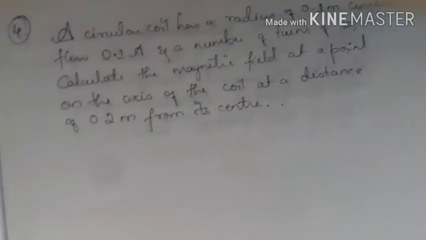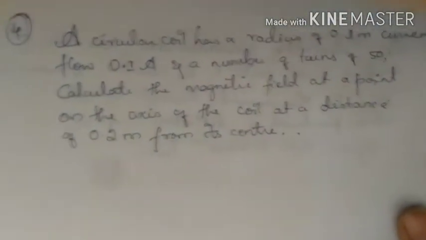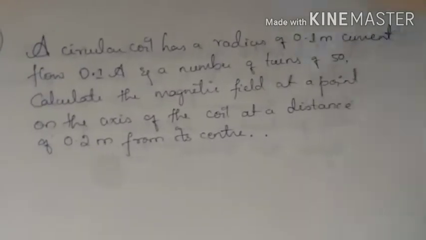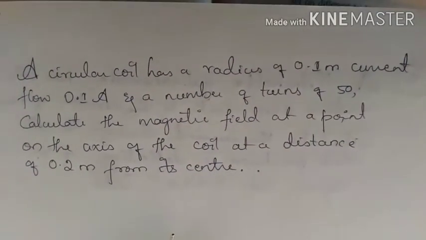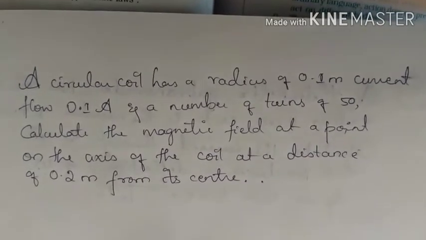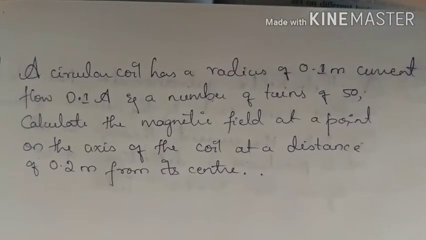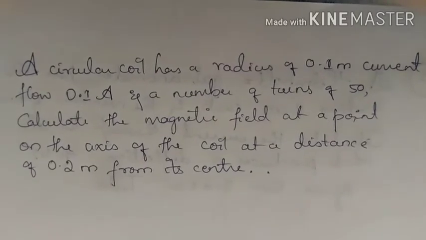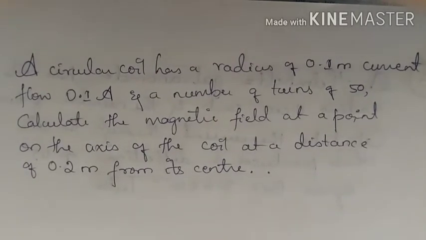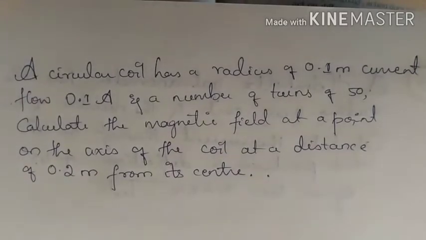Next, let us move to the next question. Again we have the fourth question. A circular coil has a radius of 0.1 meter. Current flowing through it is 0.1 amp and the number of turns is 50. Calculate the magnetic field at a point on the axis of the coil at a distance 0.2 meter from its center.